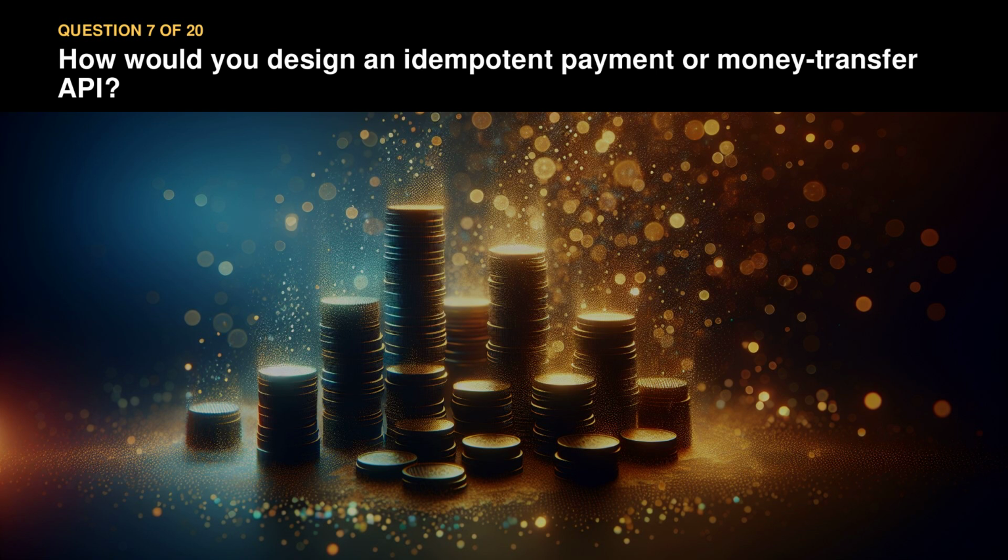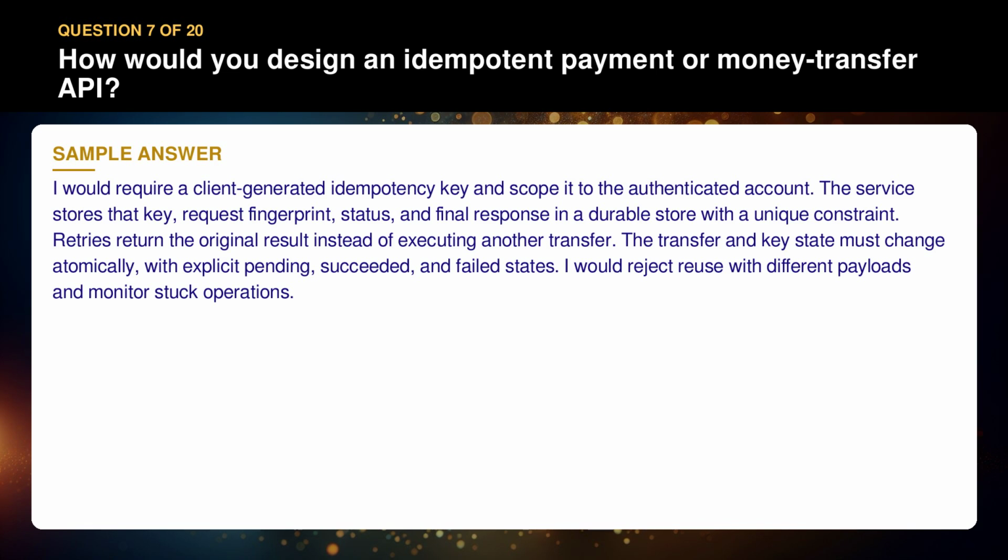Question 7. How would you design an idempotent payment or money transfer API? I would require a client-generated idempotency key and scope it to the authenticated account. The service stores that key, request fingerprint, status, and final response in a durable store with a unique constraint.